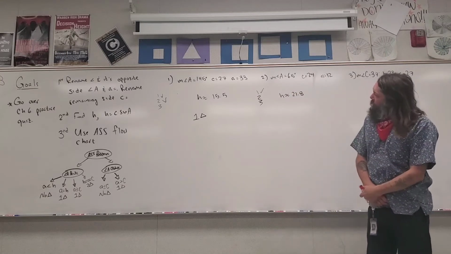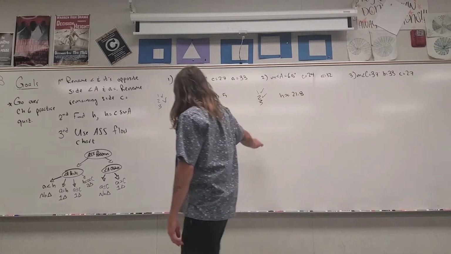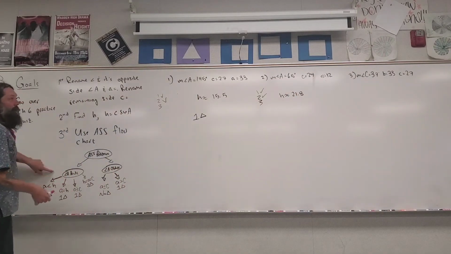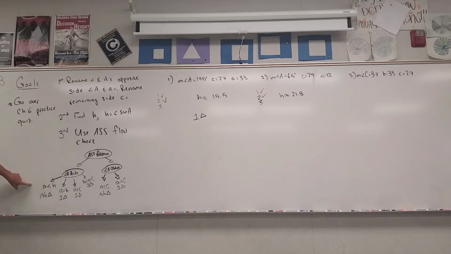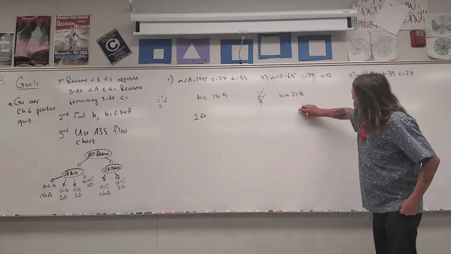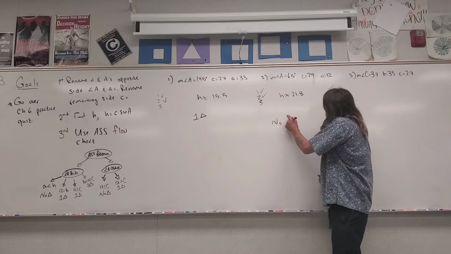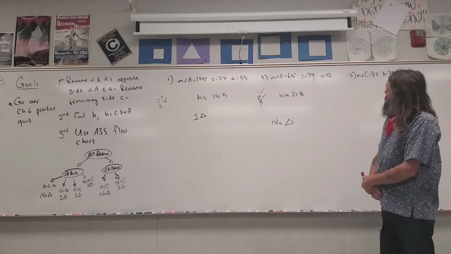And let's go through our flow chart now because we've done the second step. Angle A is acute. All right, is A less than the height? Yes. 12 is smaller than the height. So this means that we cannot have a triangle. So problem 2 is no triangle.